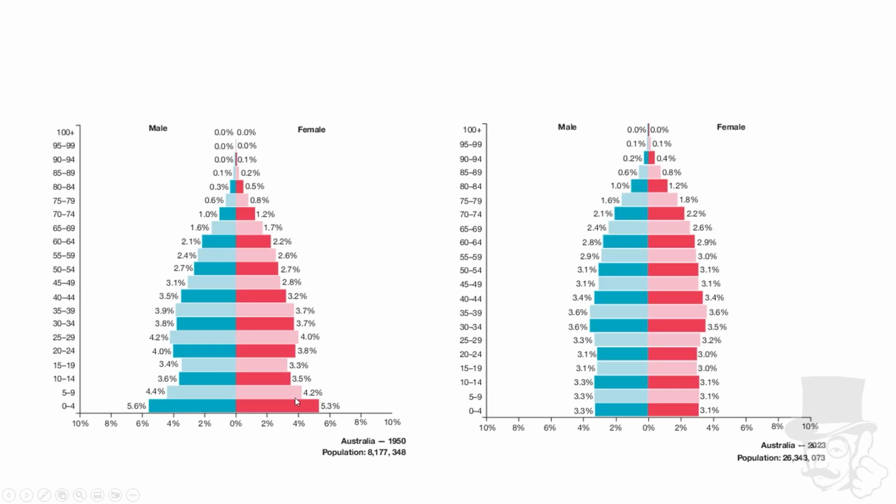This is just showing you how our population was in the 50s, where the majority of people were young, and as we go up in age, the groups get smaller and smaller. While in 2023 you could see here that the biggest group is people in their 30s, and everything else is fairly even. Interesting.